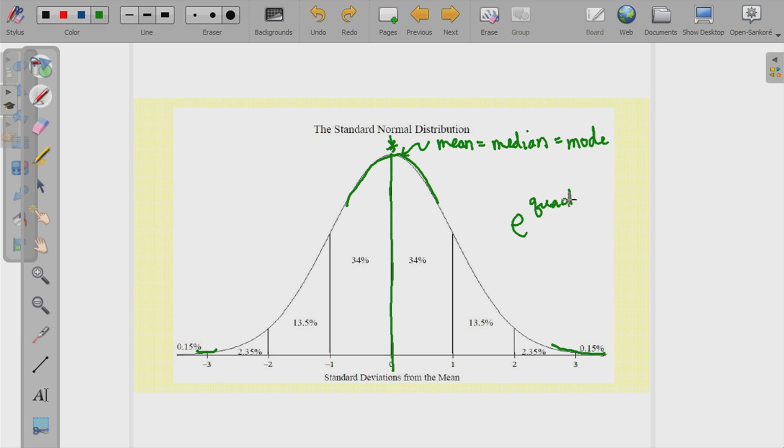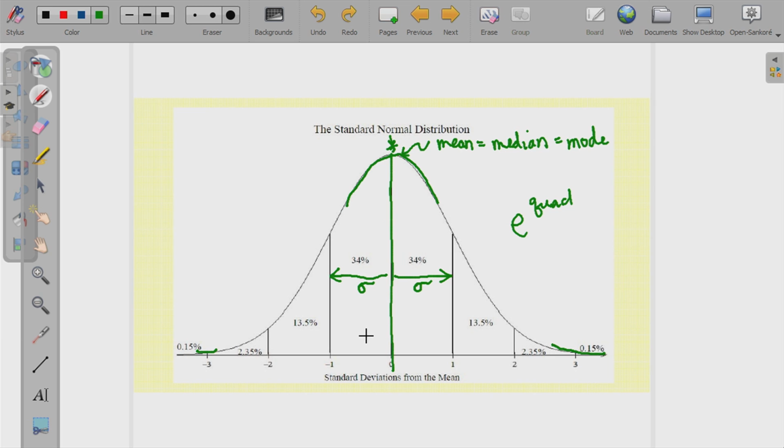The equation of that curve is based on two parameters, the mean and the standard deviation. The mean is going to locate the center, while the standard deviation, as we remember from Algebra 1, determines the spread of the data from the mean. But again, anything that's normally distributed will have this type of curve, this type of view.